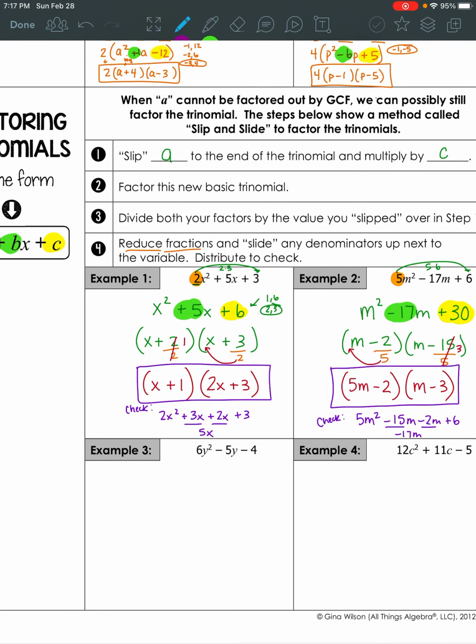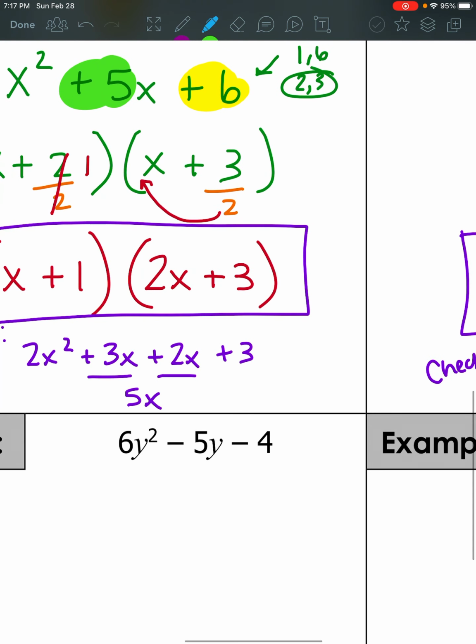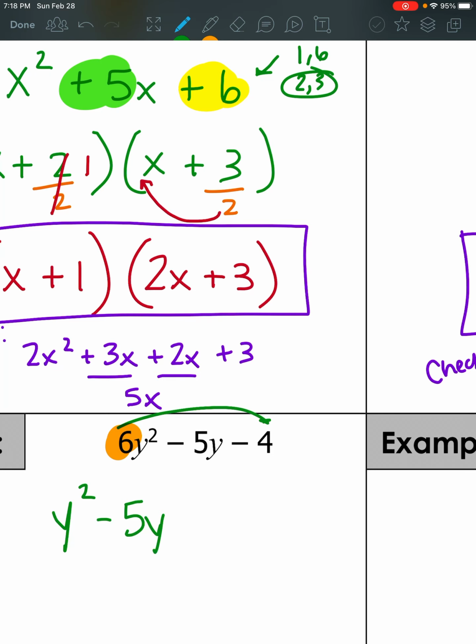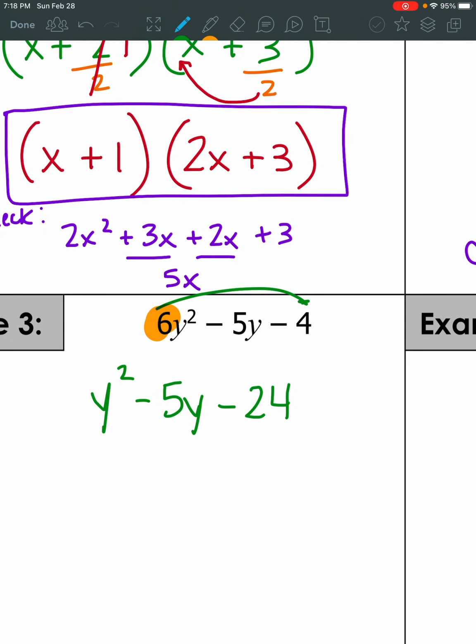Pause here, see if you could do the next 2 examples similar to what we have been doing, called our slip and slide method. So first step, and then press play and see if you're on the right track. So we're multiplying our 6 by our 4, so we get y squared minus 5y minus 24. Now we will factor this.